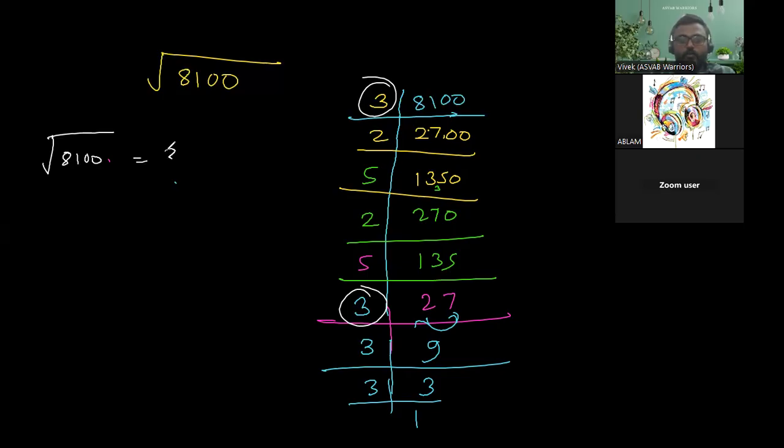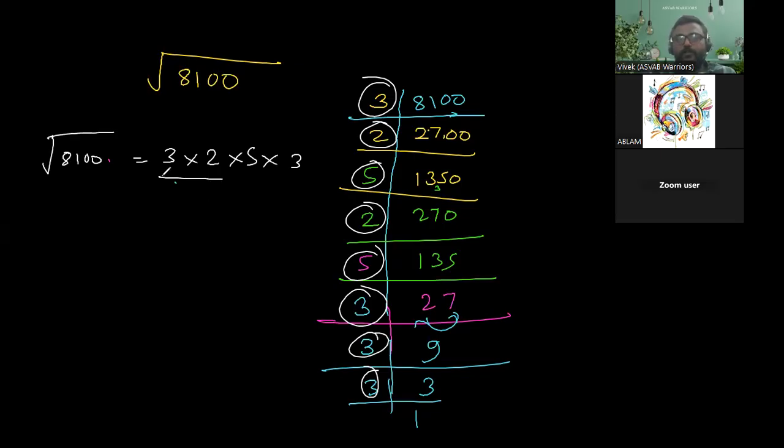I'll take out one number from each pair. Pair of 2, I got a 2 outside. 5, I got another 5 outside. And 3, I got 3 outside. So 3 times 2 is 6. 5 times 3 is 15. And we have 6 times 15, which is nothing but 90.